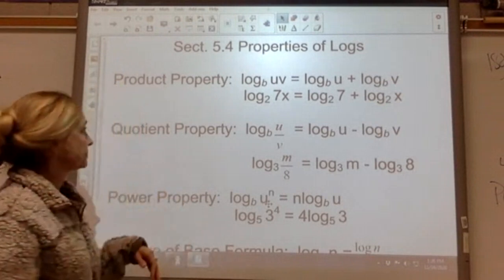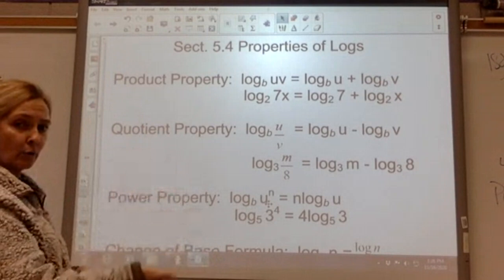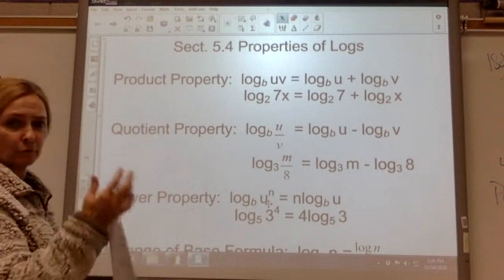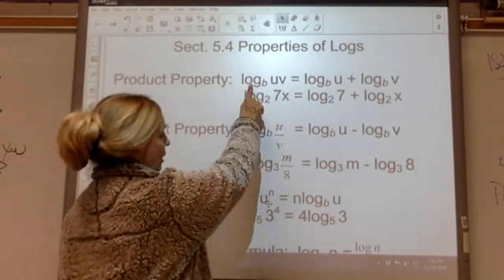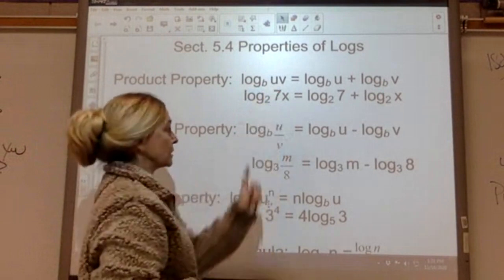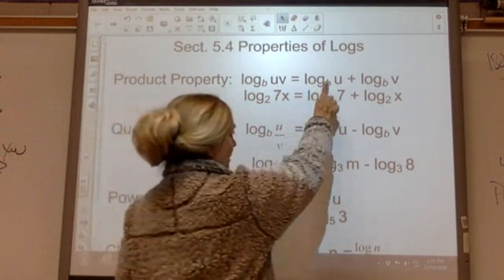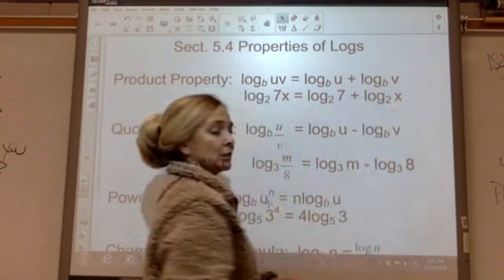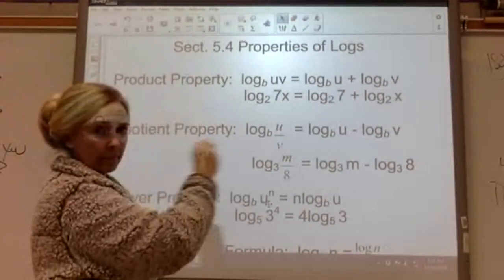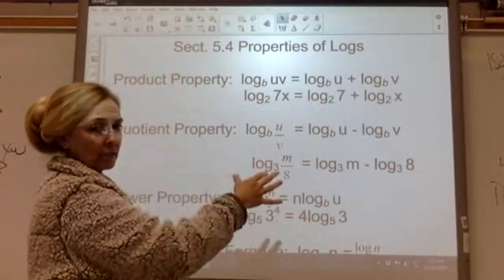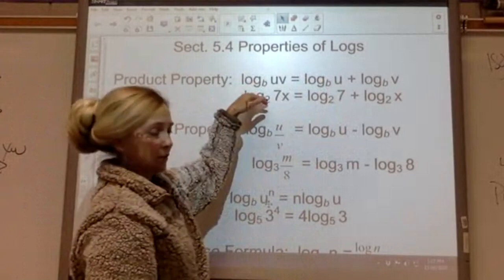All right, so we'll start off with the product property. Because a logarithm is a power, it's related to the exponent rules. So these properties are very similar to the exponent rules. If we have log base b of two terms that are being multiplied together, then we can rewrite that as log base b of u plus log base b of v. When we're multiplying things that have the same base and they have exponents, the rule is you add your exponents. And so addition goes with multiplication, all right?